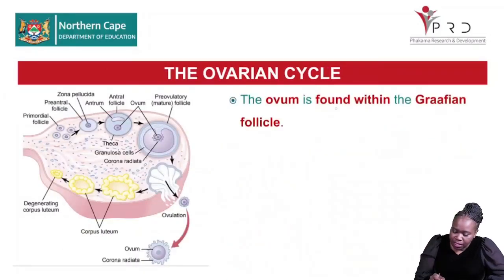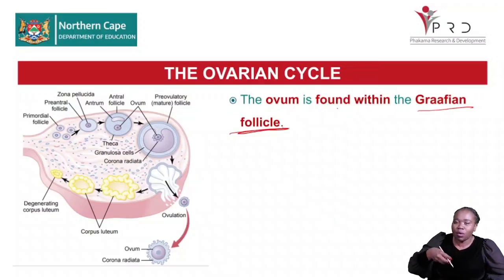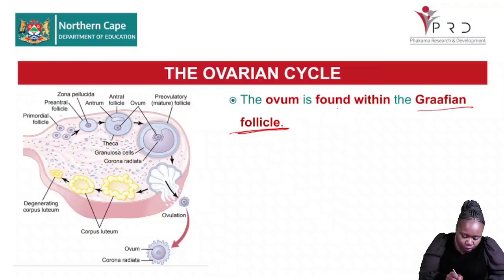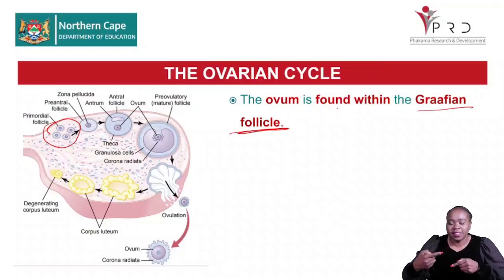Right? The ovum is found within the Graafian follicle. So within the Graafian follicle, that is where we are going to find that ovum that was produced by meiosis. So let's just have a look at that. We have numerous follicles that were produced by the germinal epithelium, right? And then it is going to develop through the stimulation of FSH. It is going to develop into a Graafian follicle.